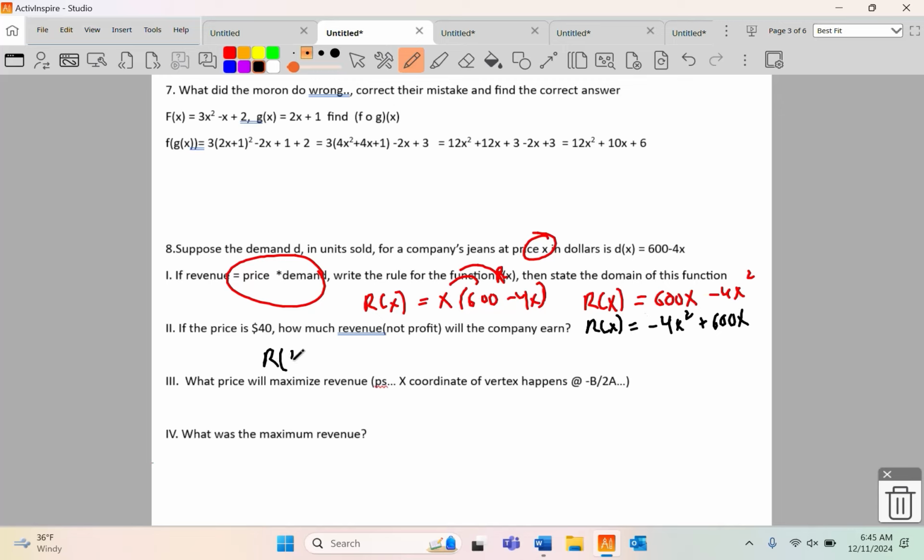So the revenue, when x is 40, R of 40 is negative 4 times 40 squared plus 600 times 40. So what do we get if we do 40 squared? What, 1600? Seems right.